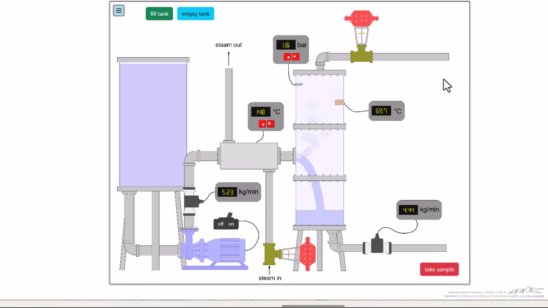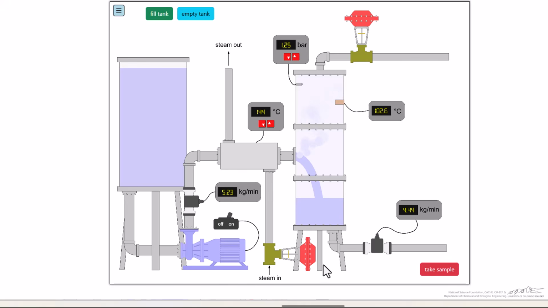What we'll see, 5.23 kilograms per minute are being fed, and then 4.44 kilograms are leaving as a liquid, so the rest is leaving as a vapor. Here's the pressure, here's the temperature for the feed. This is now the temperature inside the drum. And so the temperature drops because we vaporized some fraction of the liquid feed.